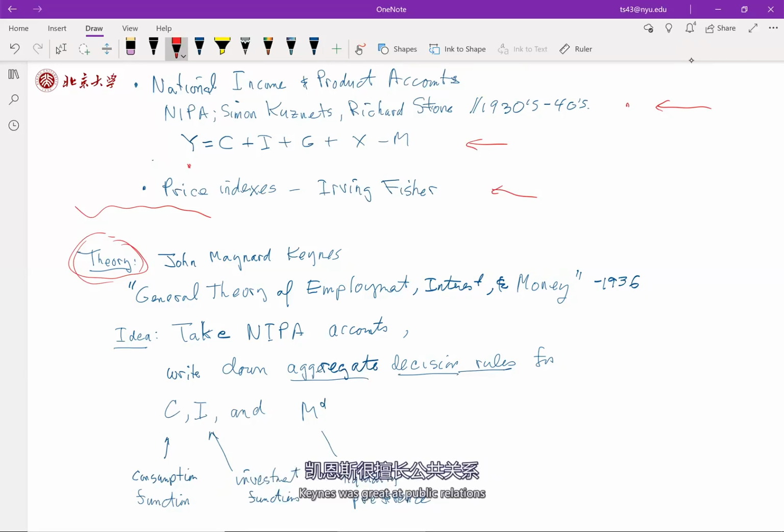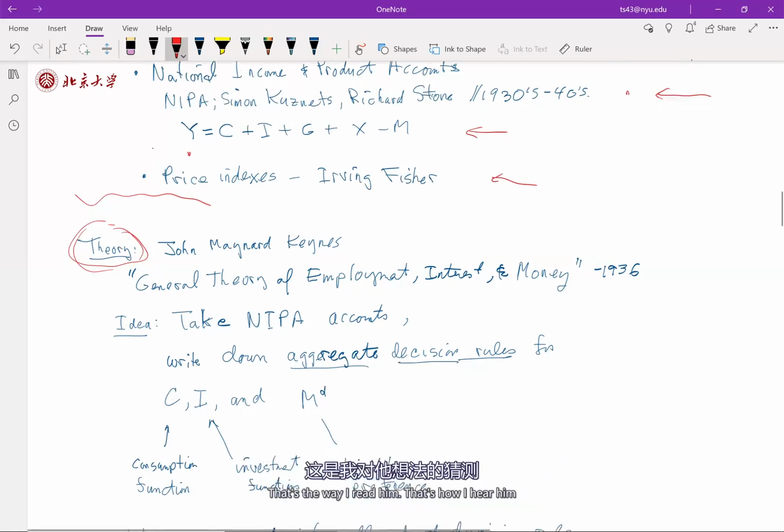Well, Keynes was great at public relations. Scratch your head. Was there any other work recently published called the general theory? And the answer is yeah. It's Einstein's paper on the general theory of relativity. And Keynes is sending a message: I'm generalizing an earlier theory just the way Einstein did. That's the way I read him. That's where I hear him.